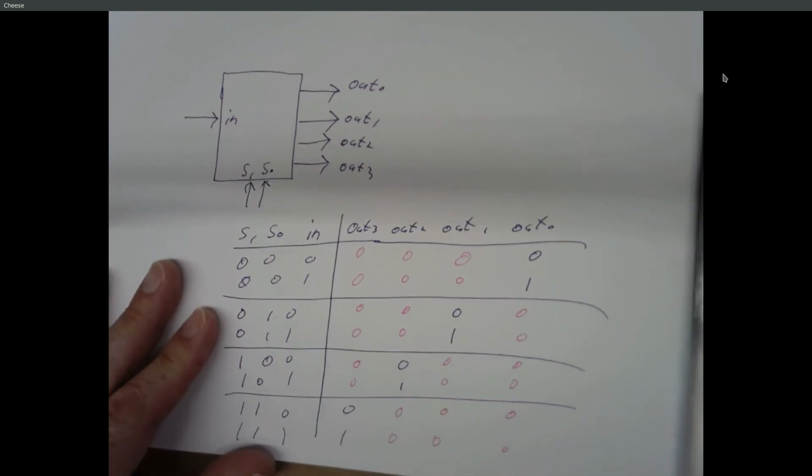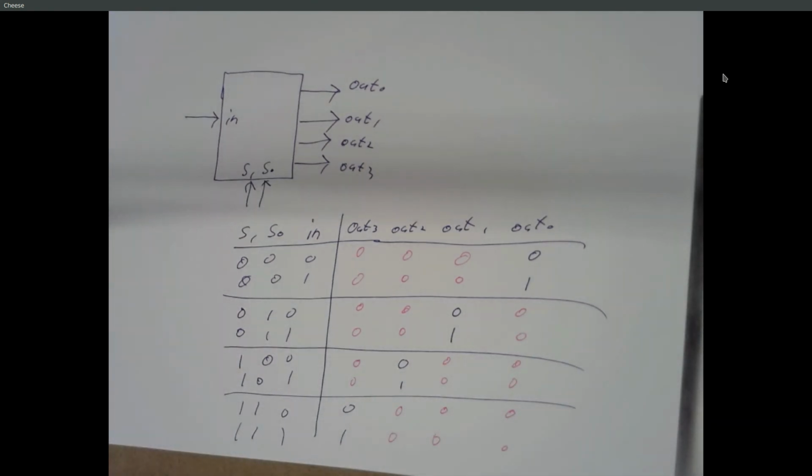And the truth tables for this are pretty darn simple, because for each output there's only one combination of inputs that makes it 1. So it's a single product term if we do a sum of products. Output 3 is just the AND of the inputs. Output 0 is S1 bar, S0 bar, in, and so on.